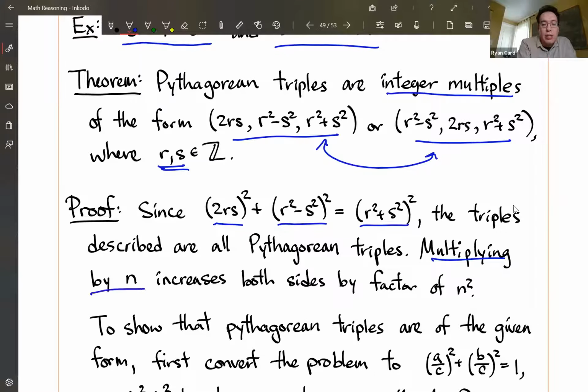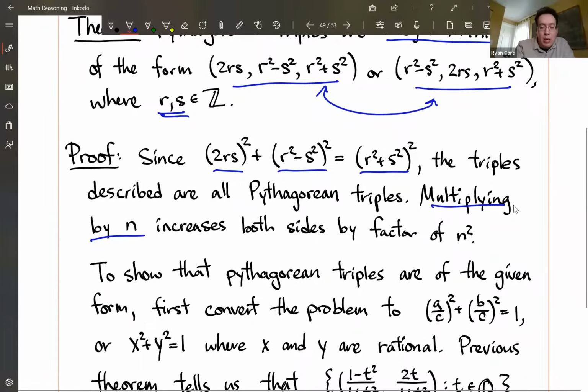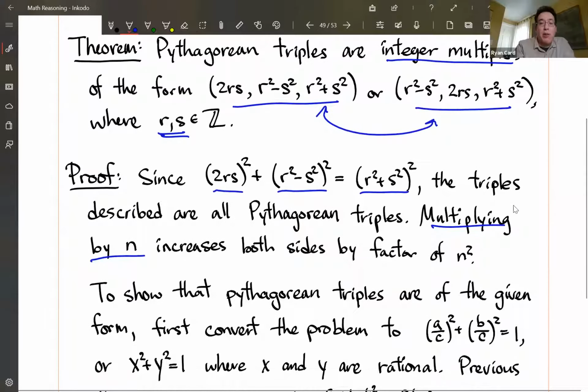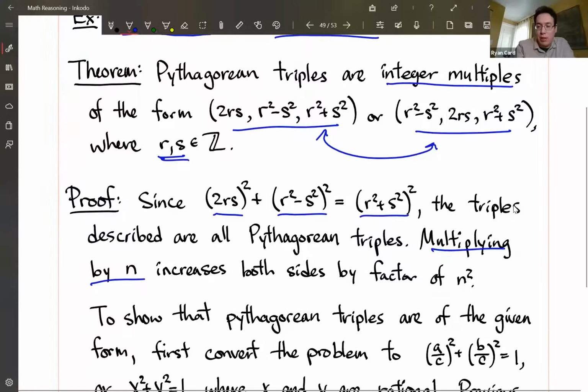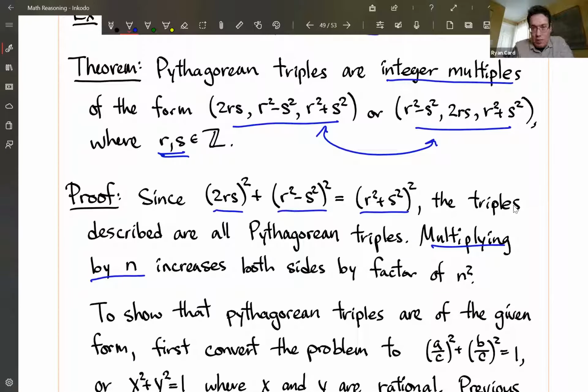Multiplying by n in each of these three, a, b, and c, well, when you square, it'll increase by a factor of n squared on both sides of the equation. So it's still going to work. So once you find a Pythagorean triple, you can multiply each of a, b, and c by any number, and you'll get another Pythagorean triple. So that paragraph takes care of one direction. So if it's in this form or a multiple of that, it is a Pythagorean triple. So let's start with a Pythagorean triple and see if we can find r and s that fit this form or a multiple of that.